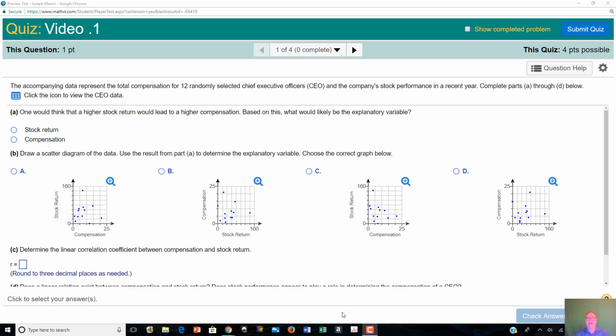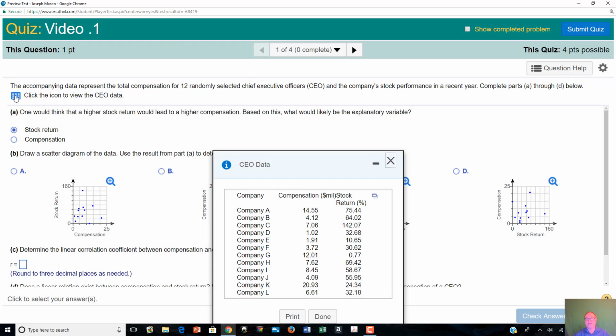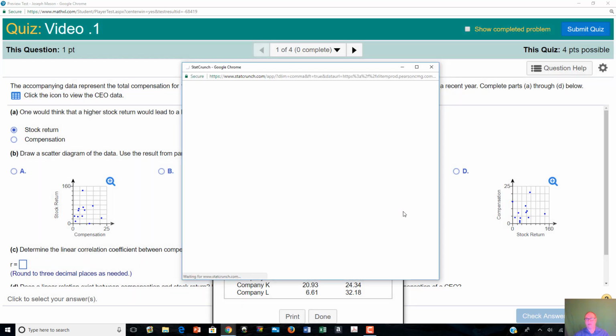Question A. One would think that higher stock return would lead to higher compensation. Based on this, what would likely be the explanatory variable? Well, you're trying to show that higher stock return leads to higher compensation, so you're going to start with stock return as your explanatory variable. Now it says draw a scatter diagram for B. So we're going to open up our data and load it in StatCrunch. We click the icon, open in StatCrunch.